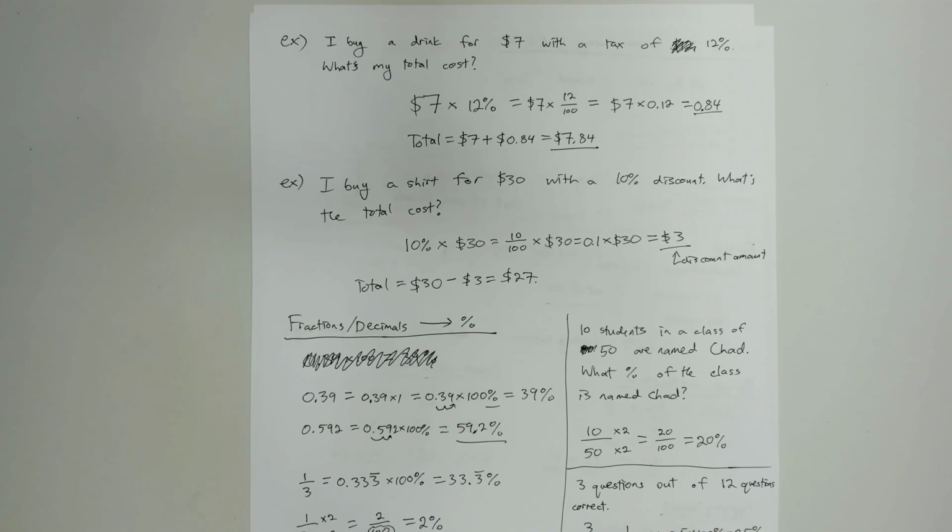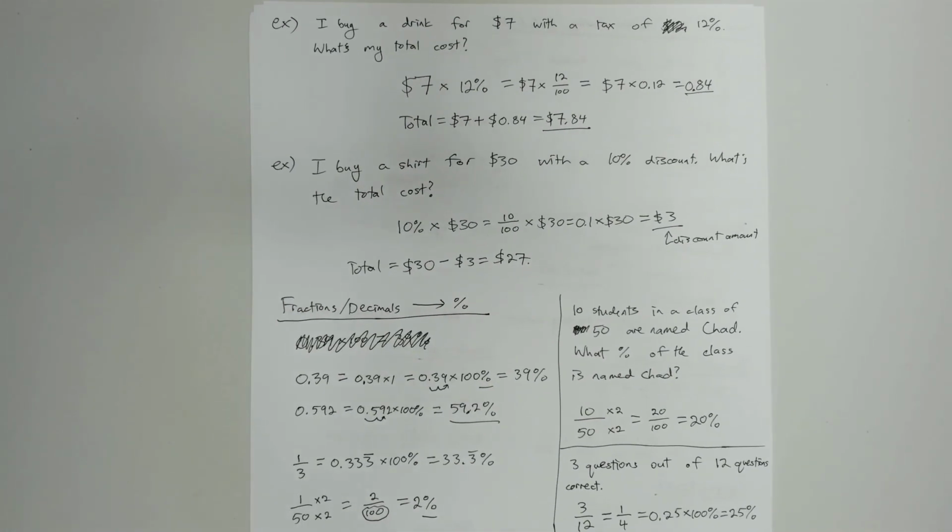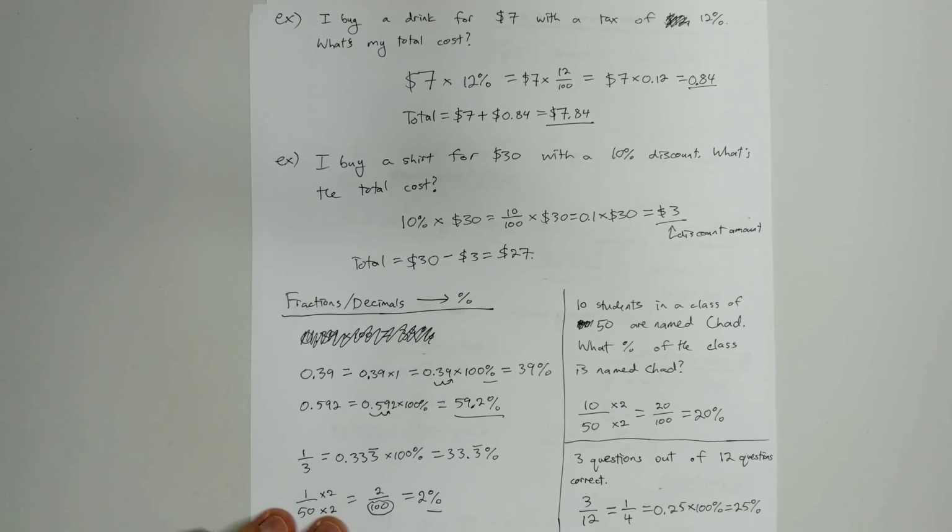But then we also saw that we can convert fractions and decimals into percentages. And this also has its advantages by being able to convert the proportion of a situation into these standardized proportions, right? So this could be used to determine the proportion of people that have a given property, right? In this case, how many students were named Chad. Or we can look at test scores, right? 3 questions out of 12.